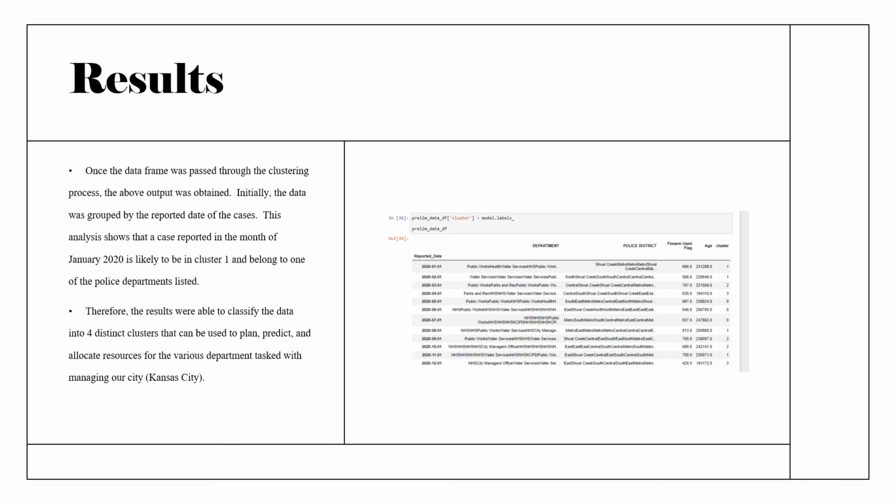So if you're planning, for example, on improving services in your city, during the month of January, you can look at these departments. You can look at public works, health, water services. Those are some of the departments that are highly likely to get 311 calls. Then from the police districts, you'll be looking at Shoal Creek, Metro, and these police districts. You can also find that they are going to be the police department reporting the highest number of crimes during January, for example, if our model is accurate.